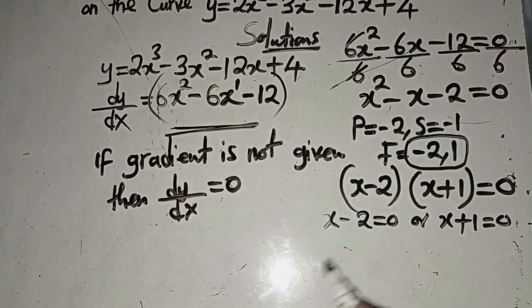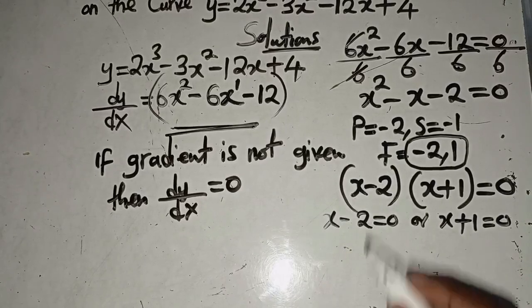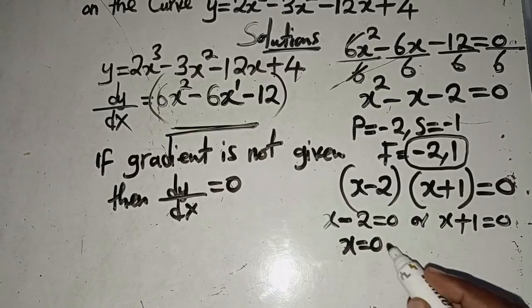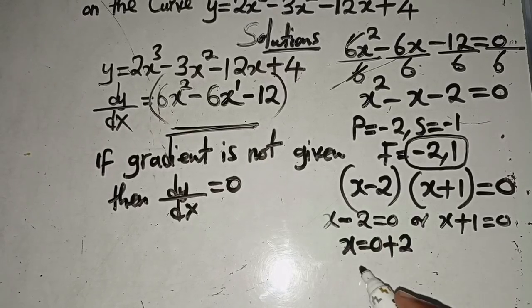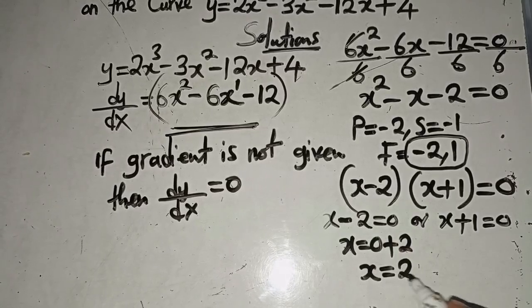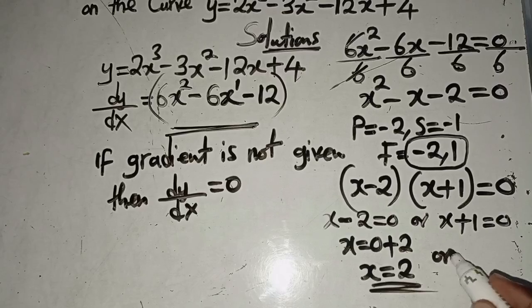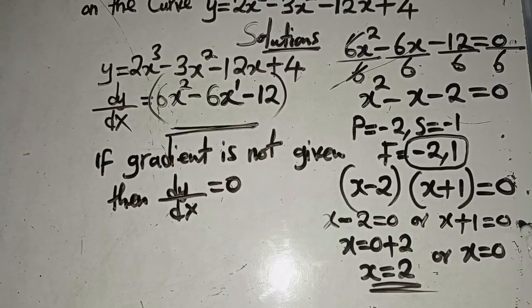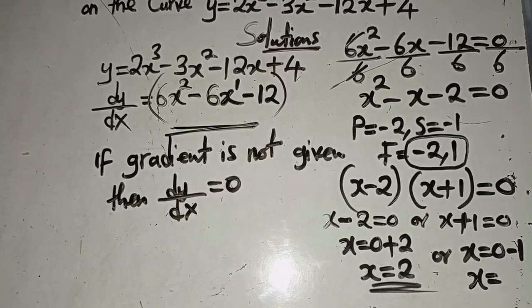I guess this is not disturbing anyone. So x - 2 = 0. This is negative. When it goes this side, it becomes plus 2. So x = 2. Then x + 1 = 0. This is positive. When it goes this side, it becomes minus 1. So meaning x is equal to what? x = -1.